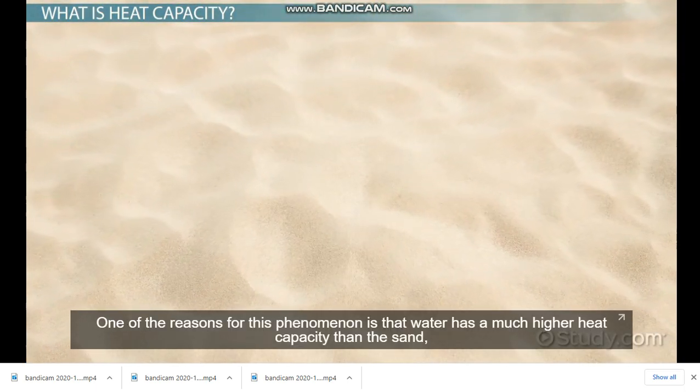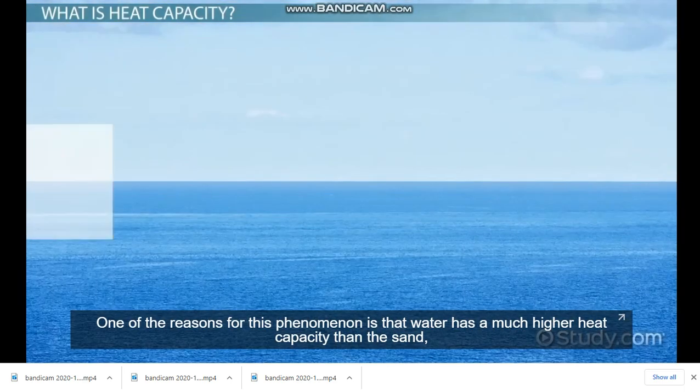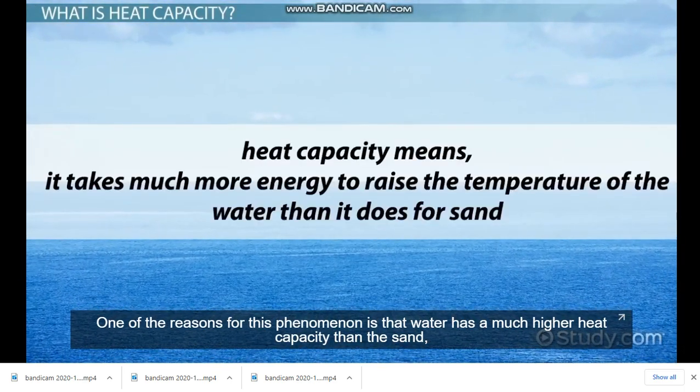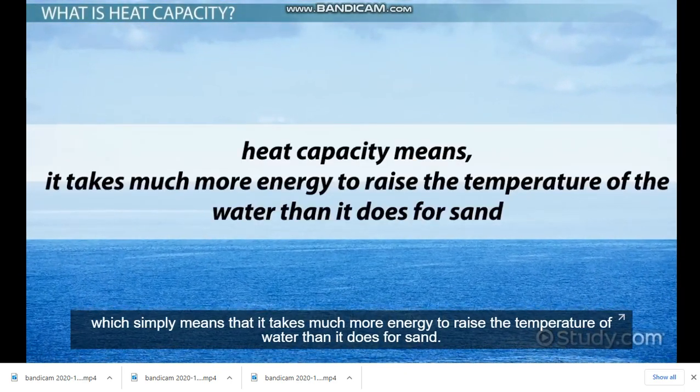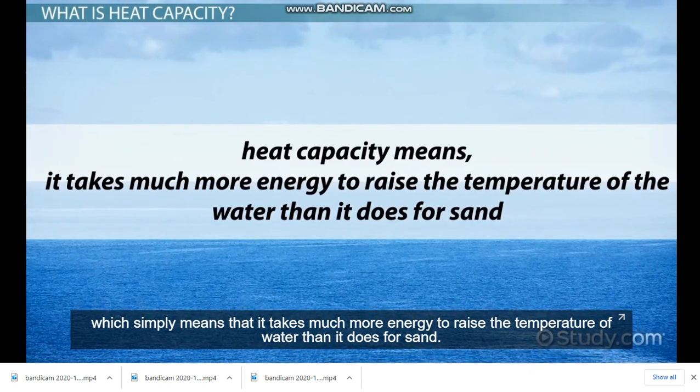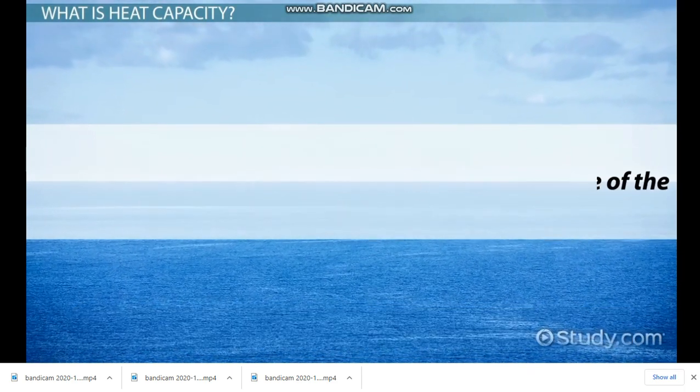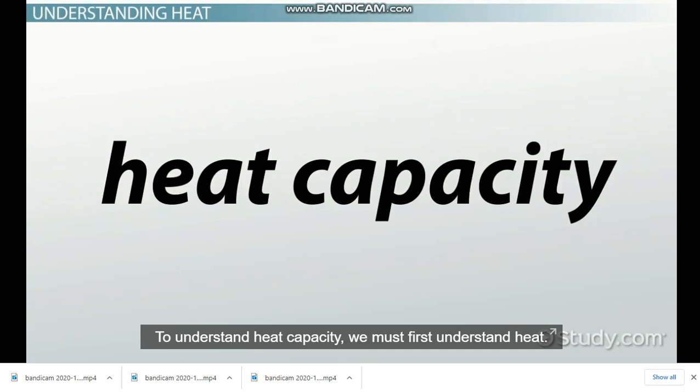One of the reasons for this phenomenon is that water has a much higher heat capacity than the sand, which simply means that it takes much more energy to raise the temperature of water than it does for sand. To understand heat capacity, we must first understand heat.